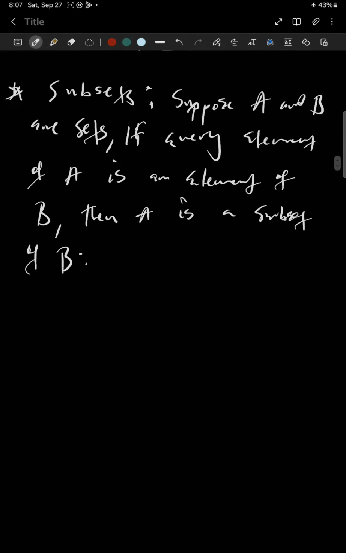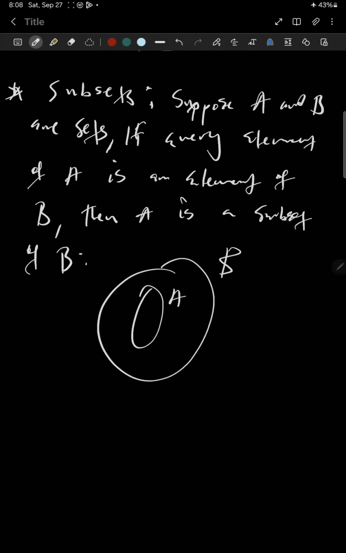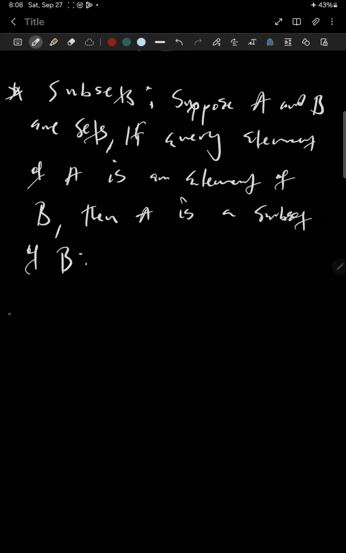If this is our B, then our A should be inside, so that this definition will be true. Suppose that A and B are sets, if every element of A, all the elements in A, is an element of B. In other words, A is found in B. That's a subset. And then let's go to the second one.